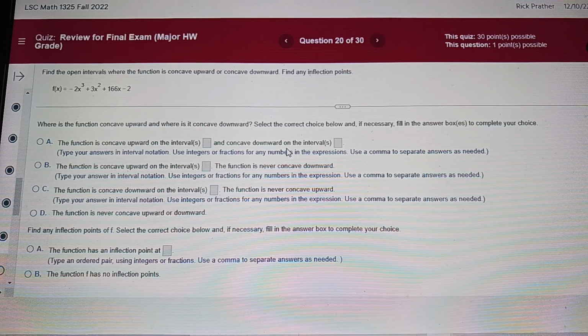Anytime the second derivative is positive, the original graph is concave up and it has an upward curvature. Anytime the second derivative is negative, the original graph is concave down with a downward curvature. And if you find spots that are similar to critical numbers, any numbers that make the second derivative zero or undefined are places where you can get what are called inflection points.